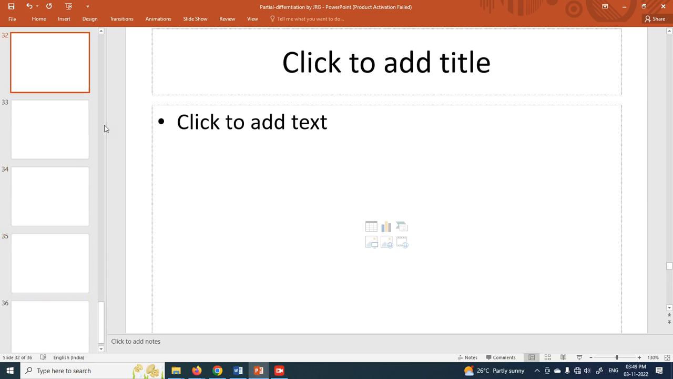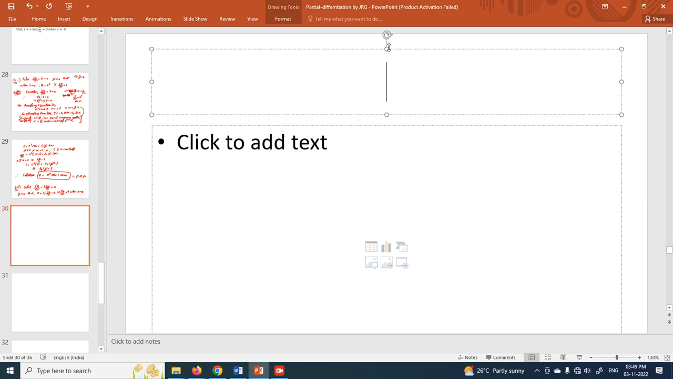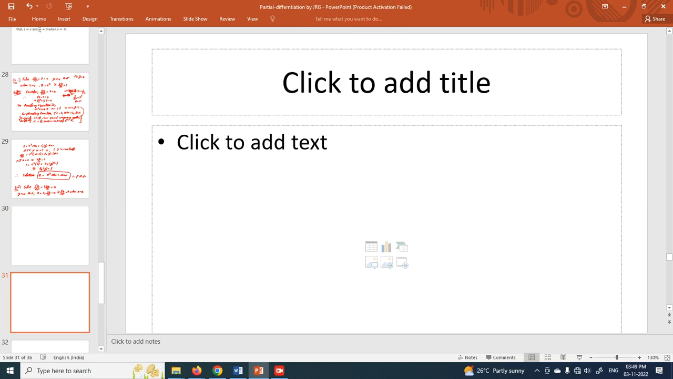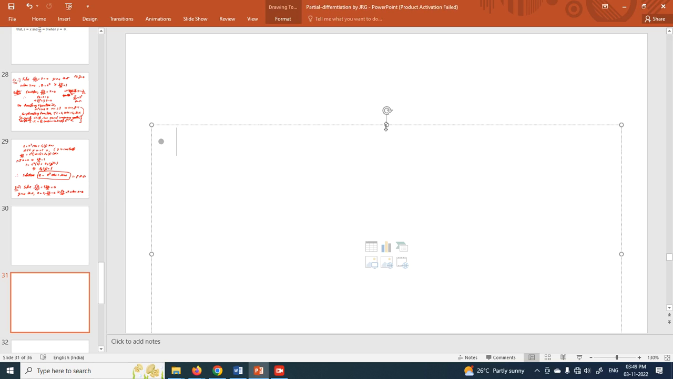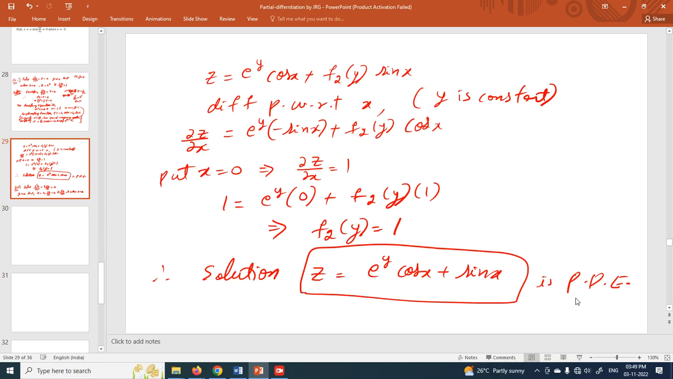It is a little bit lengthy but not difficult. Is it clear, students? You have to just make it easy. Okay, I think you have written down the question.